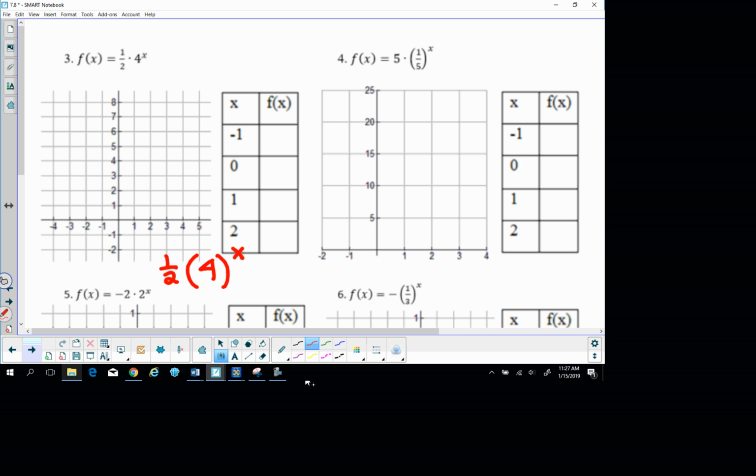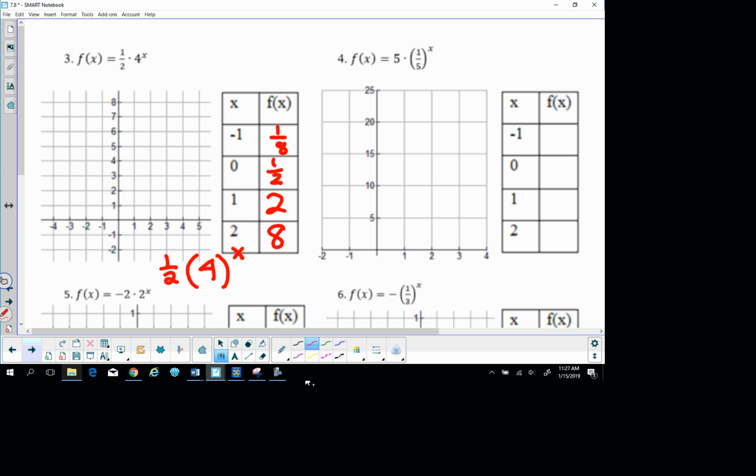1/8. This one's 1/8. Then at 0, it should be 1/2. At 1, 2, 8. What? Isn't it 3? No, it's 8. No, it's 3. I got 3. I got one.